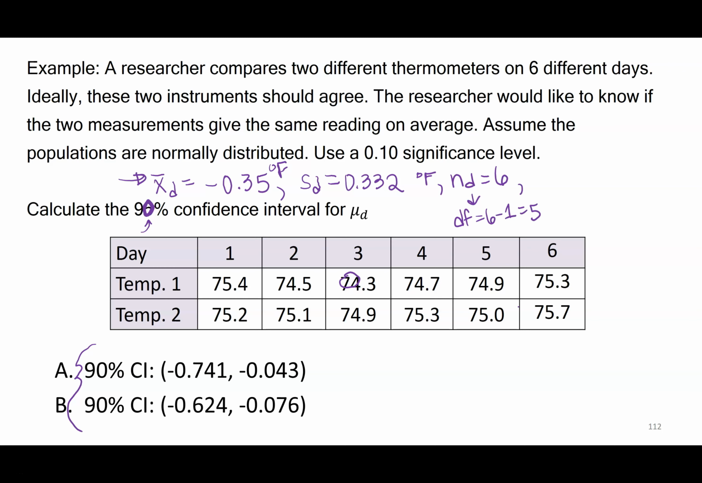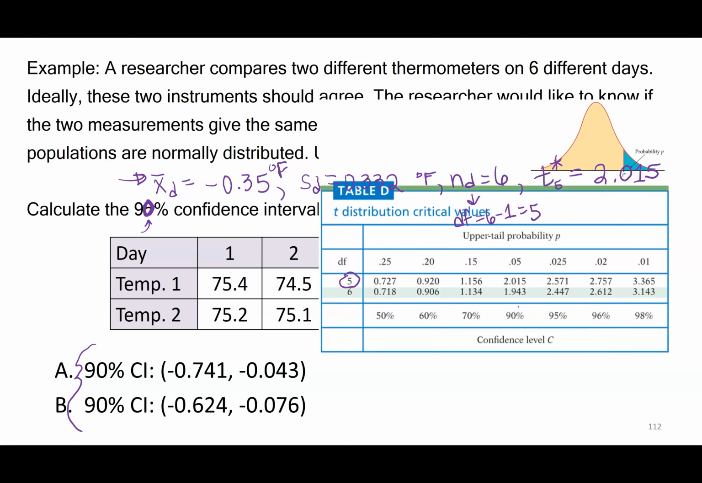Then I have to figure out my T-star. I need to figure out my T-star for a 90% confidence interval when I have 5 degrees of freedom. It's going to be 2.015, and that's going to come from the T-table. Sorry, it's a little overlaid. I'm going to look at the degrees of freedom 5 row, and match it up with the column that goes with 90%. And that's going to give me 2.015. So there it is.